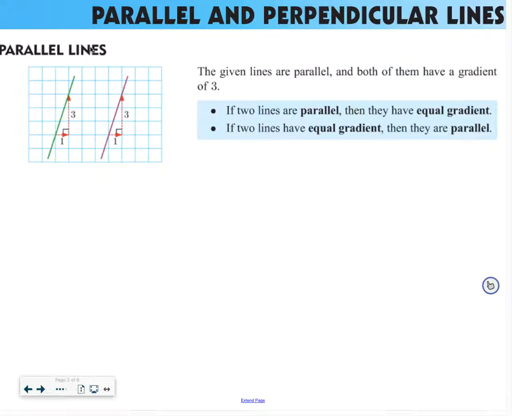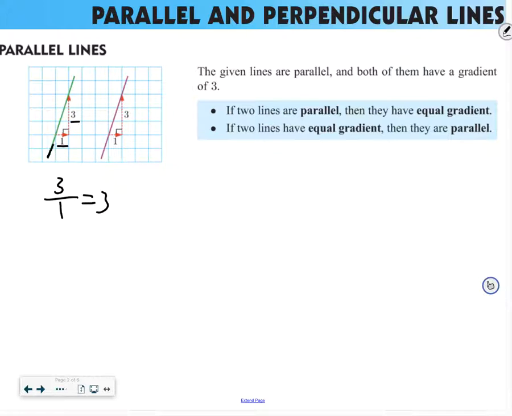We're going to do parallel and perpendicular lines. So first thing we're going to talk about is parallel lines. Given lines are parallel, and both of them have a gradient of 3. Here in our example we see that we have a rise of 3 and a run of 1. So our rise over our run is 3 over 1, or 3.